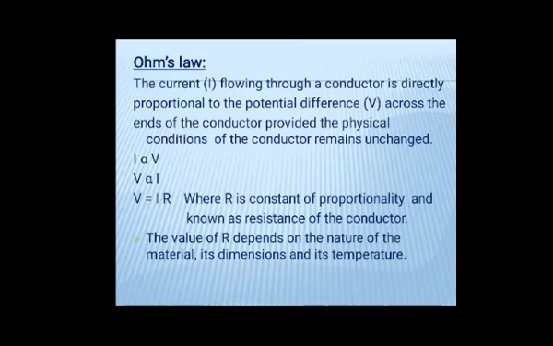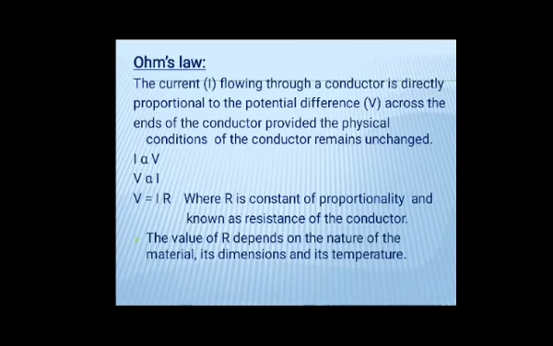Let us see the definition of Ohm's law. The current in a metallic conductor is directly proportional to the potential difference applied across its ends, provided temperature and other physical conditions of the conductor are kept constant. Means current is directly proportional to potential difference. Condition is temperature and other physical conditions must remain constant.